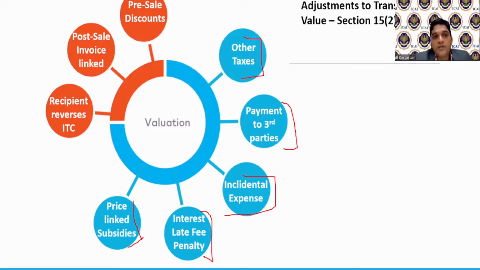What is excluded? Pre-sale discounts, and post-sale discount if it is invoice linked, and in that case, the recipient has to reverse the ITC. Clear?